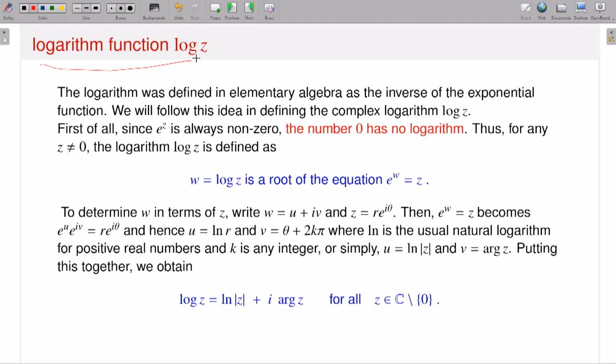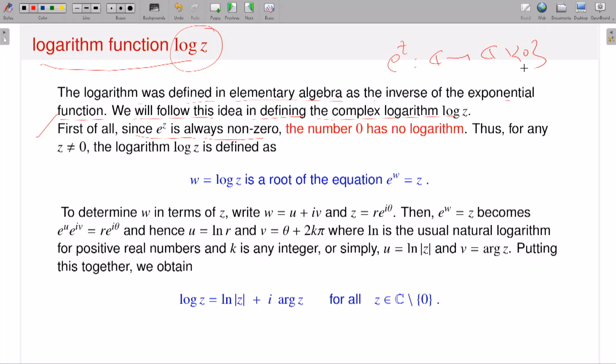So that's how I will define the logarithm function, which I denote as small log of z. Look, the logarithm was defined in elementary algebra as the inverse of the exponential function. Now we will follow the same idea in defining the complex logarithm. First of all, since e to the power z is always non-zero, e to the power z is a map from C to C minus 0, because the image of e to the power z is always non-zero.